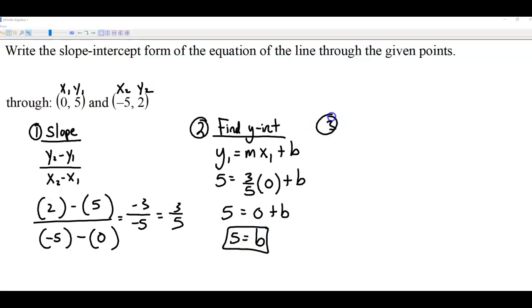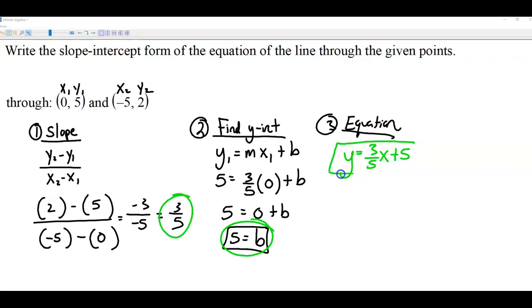The third step is to write the equation out, and that's our final answer. Once you know your slope and your y-intercept, you can write your equation. My equation is y equals 3/5 x. You put your slope there, plus your y-intercept, which is 5, and there's our answer.